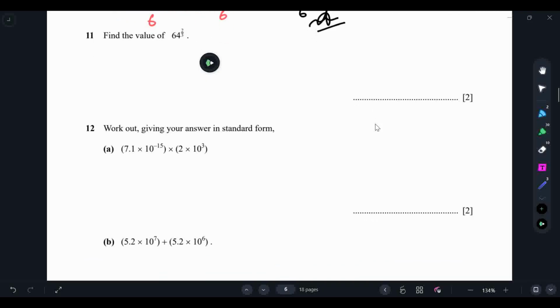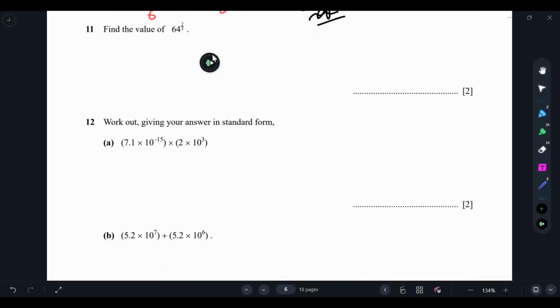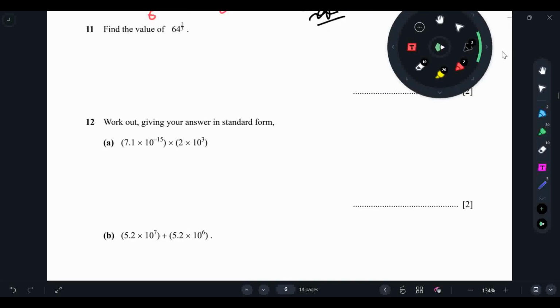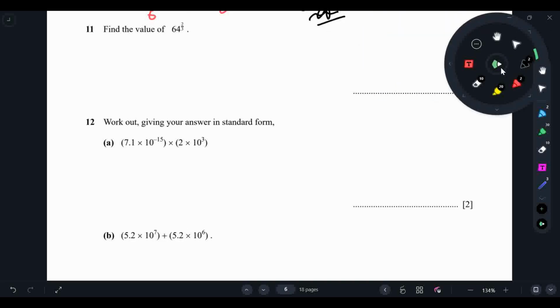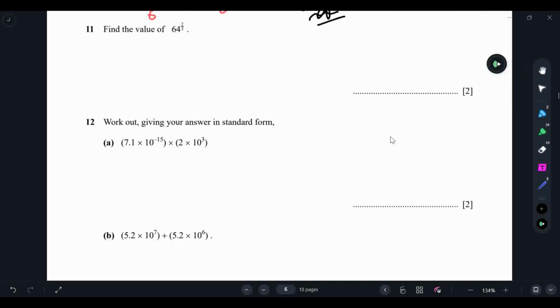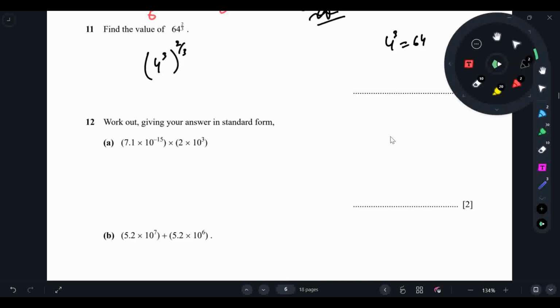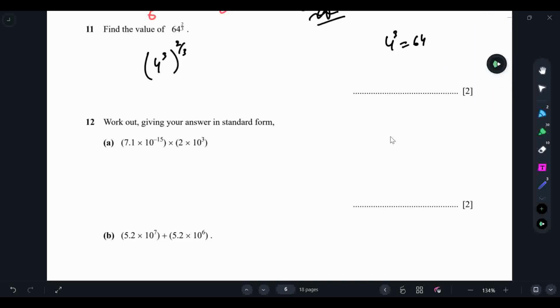Now in question number 11, find the value of this. How can we find it without using the calculator? We know that 64 is 4 cubed, so we can write it as 4 cubed, whole power 2/3. Now we know that whenever we have power on power, for example x squared whole cubed is equal to x to the power 6.